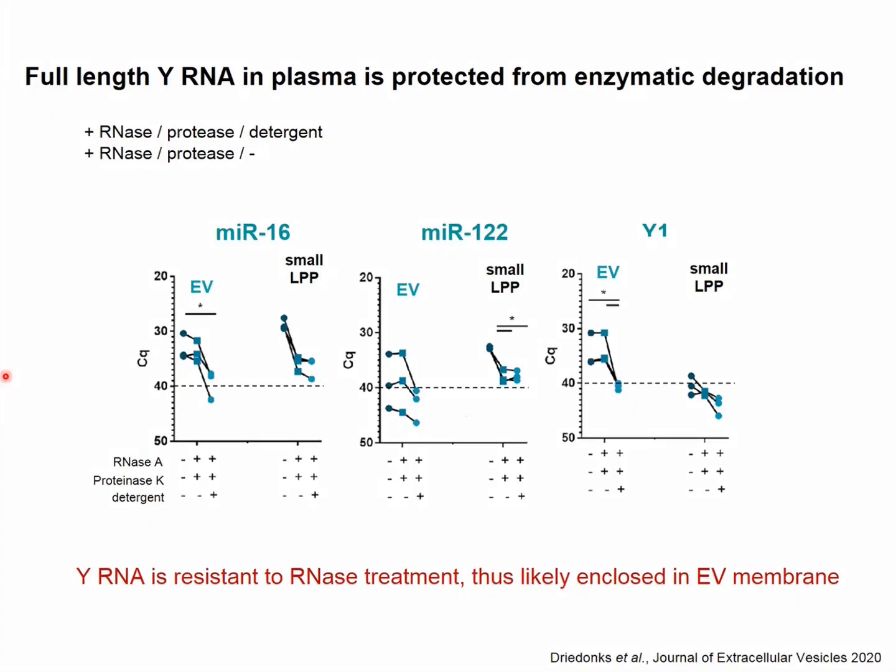What you can appreciate is that microRNA 16 in EVs is resistant to RNase and protease treatment, whereas the same RNA in lipoprotein particles was degraded by RNase and protease without presence of the detergent. Also, microRNA 122 in the lipoprotein particles was degraded under the same conditions. In contrast, EV-associated Y1 was resistant to RNase plus protease treatment. Thus, it is likely that Y1 is on the inside of the EV membrane. And in the paper, we show similar results for the other Y-RNAs.